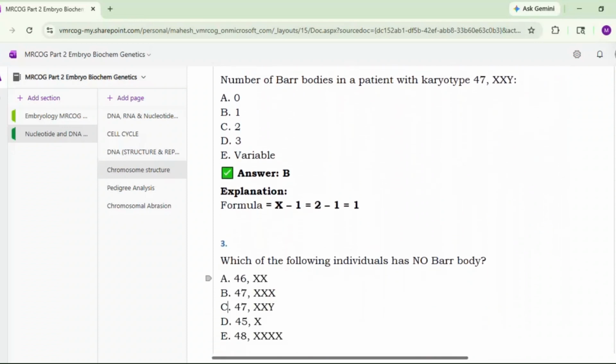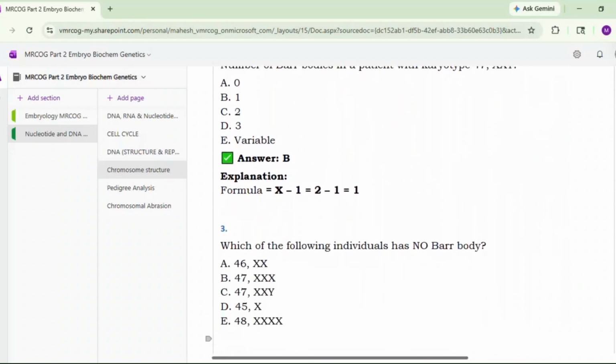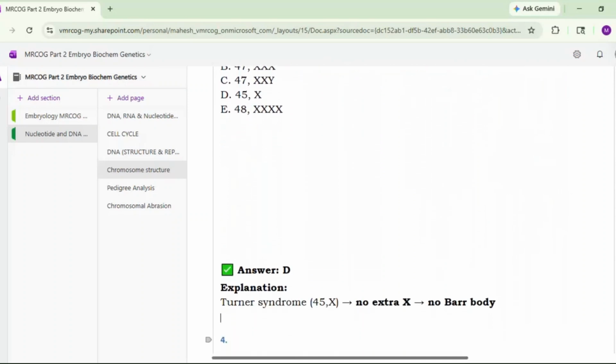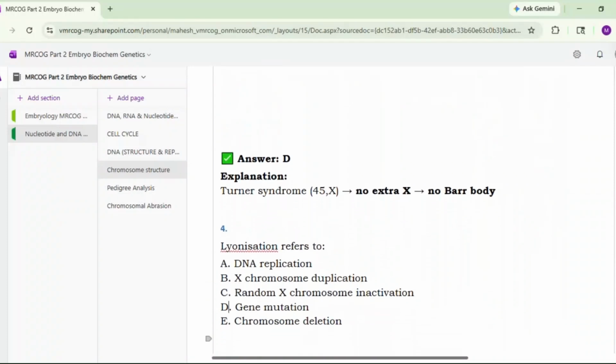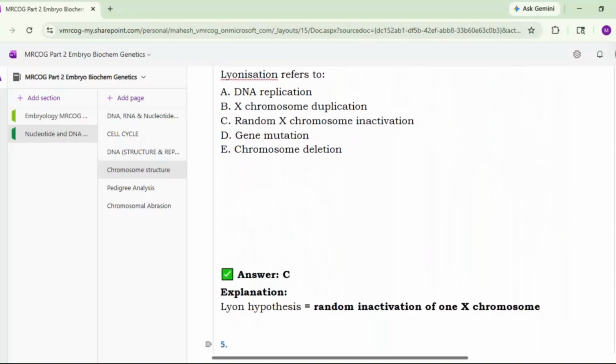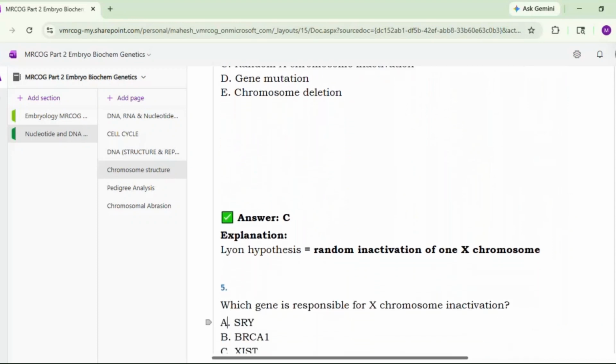Okay, so next one. Which of the following individuals has no Barr body? 46 XX, 47 XXX, 47 XXY, 45 X. Sir, option is D, 45X Turner syndrome. Yes, very right. So in Turner syndrome, no extra X, so no Barr body. Next. Lyonization refers to: DNA replication, X chromosome duplication, random X chromosome inactivation, gene mutation, chromosome deletion. Sir, option C, random X inactivation. Correct. So what does the Lyon hypothesis say? Random inactivation of one X chromosome.